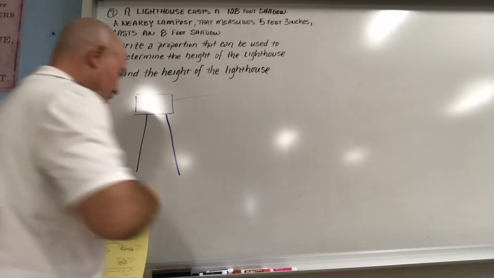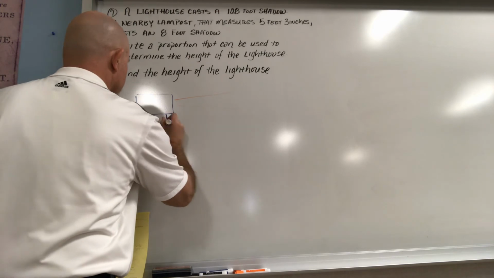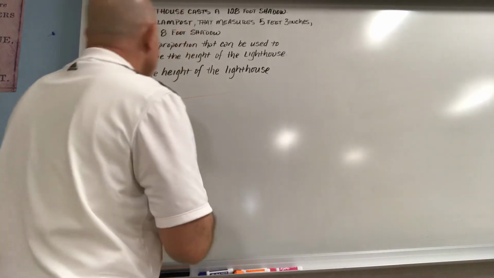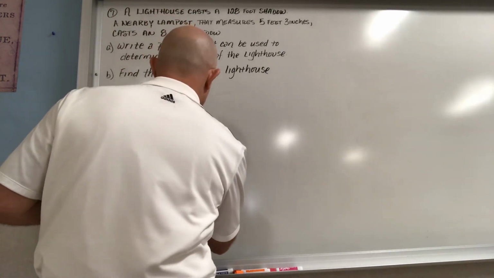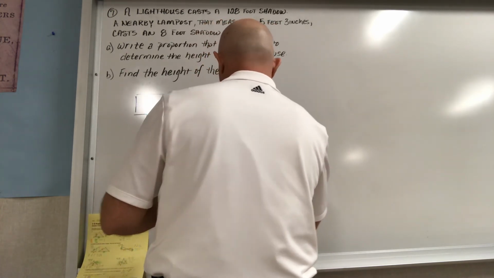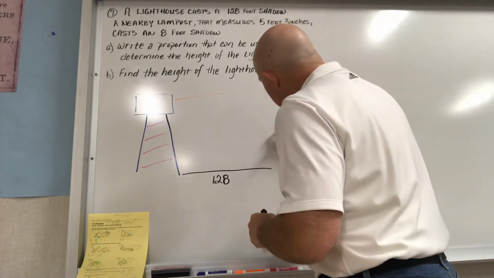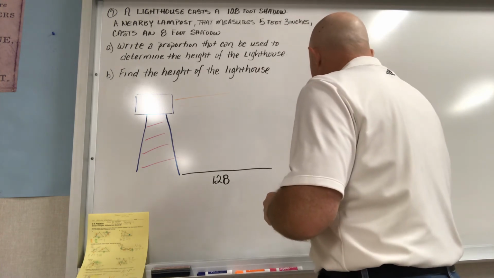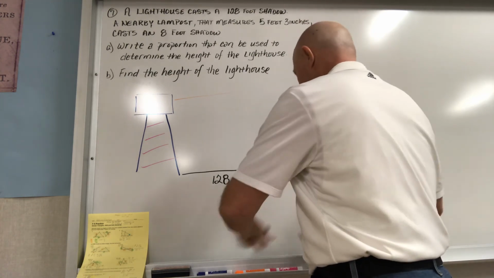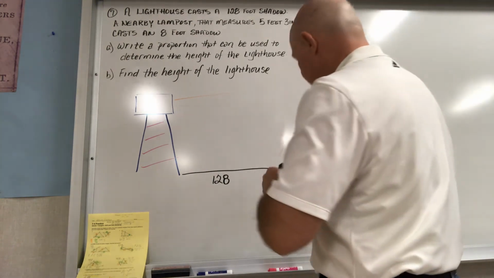That's light. This is a lighthouse. I didn't say it was a good lighthouse, I said it was a lighthouse. So it's got a 128-foot shadow. We have our lamp post. Also light coming out.